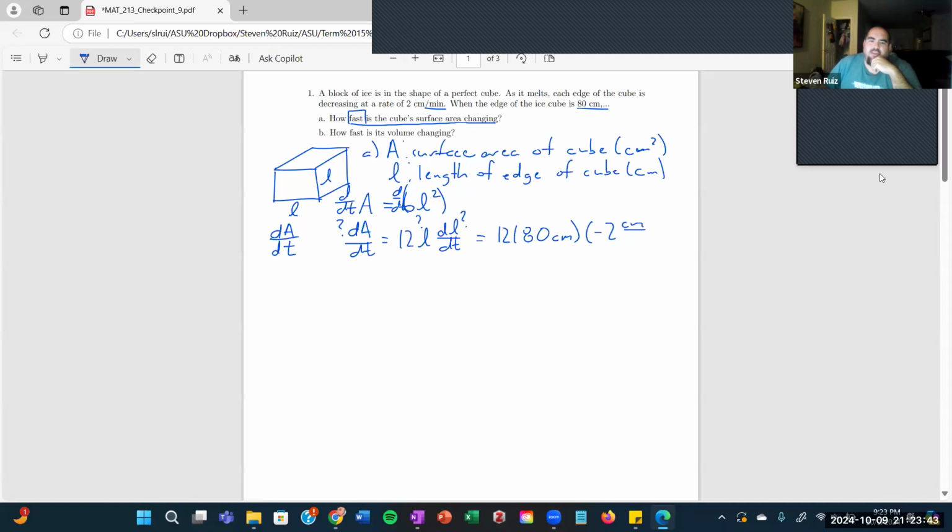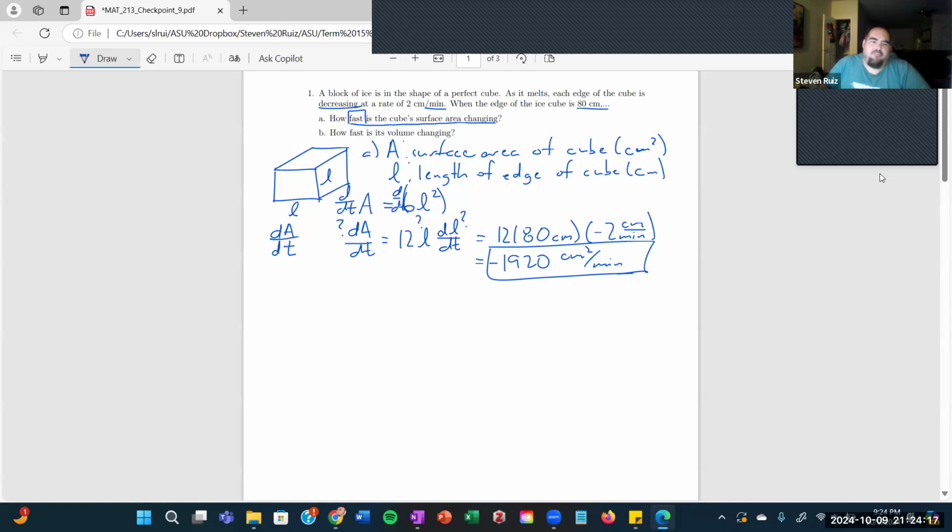So I'm going to say this is -2 centimeters per minute. The problem says 2. Why am I saying -2? It's because it's calling it a decrease. So that's what I'm going to go on there. So our final answer is going to be numerically whatever 12 times 2 times 80 is. So 12 times 2 times 80 is -1,920 square centimeters per minute.